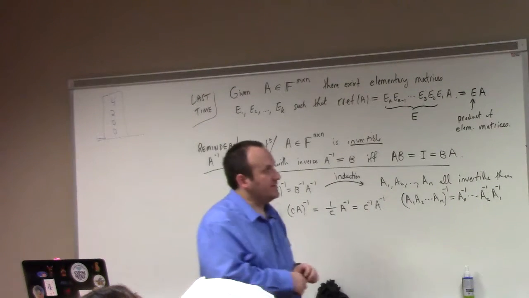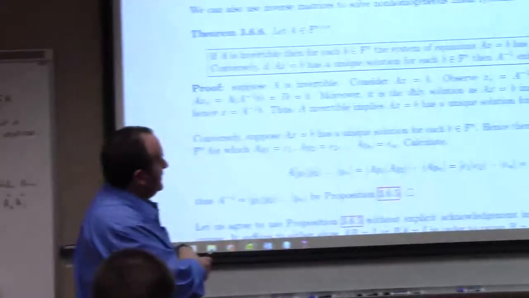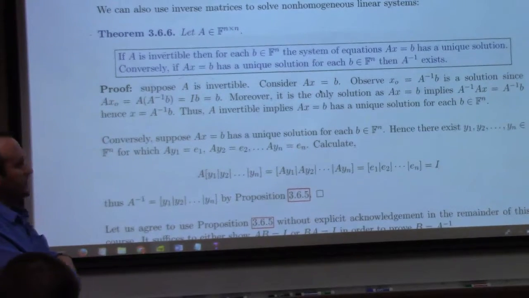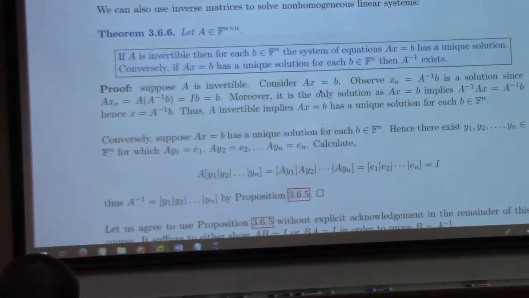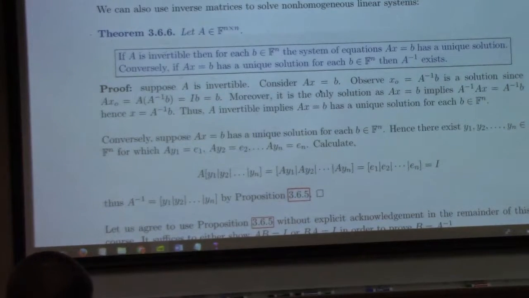Another theorem we have is that if A is invertible, all right, then for each B, the system of equations AX equals B has a unique solution. And conversely, if AX equals B has a unique solution for every possible B, then A inverse exists. So this is another way of characterizing invertibility.